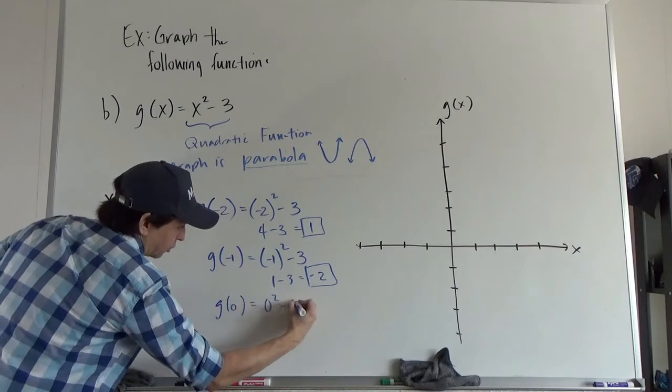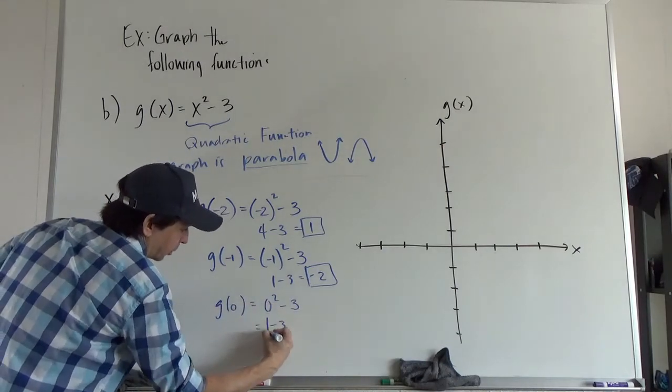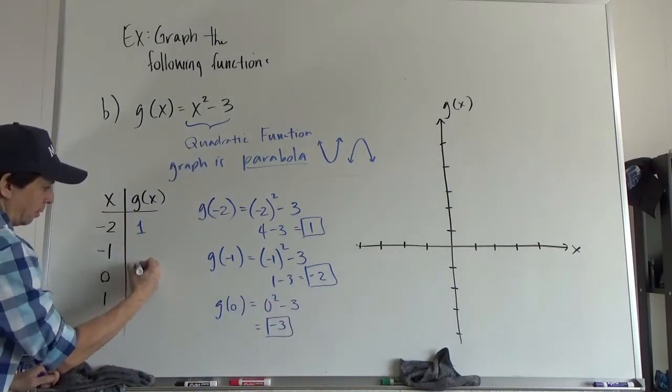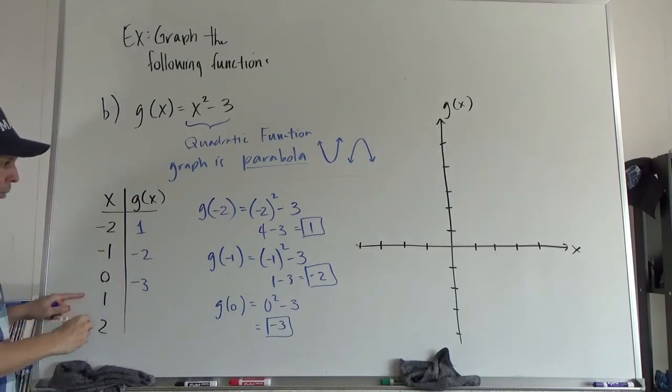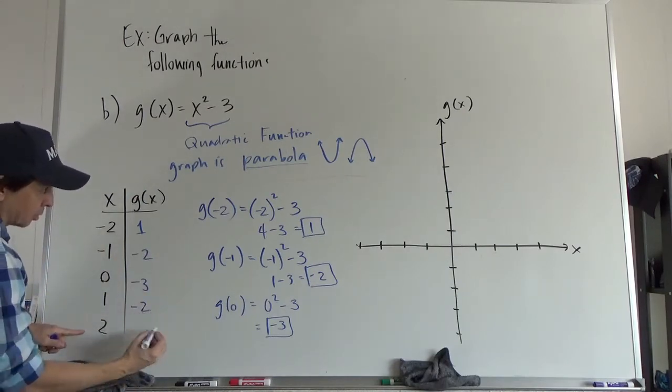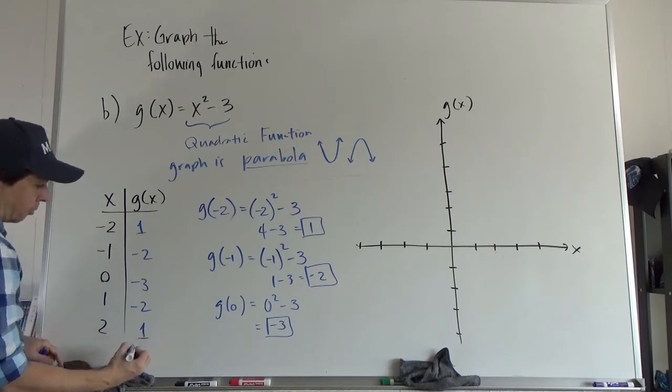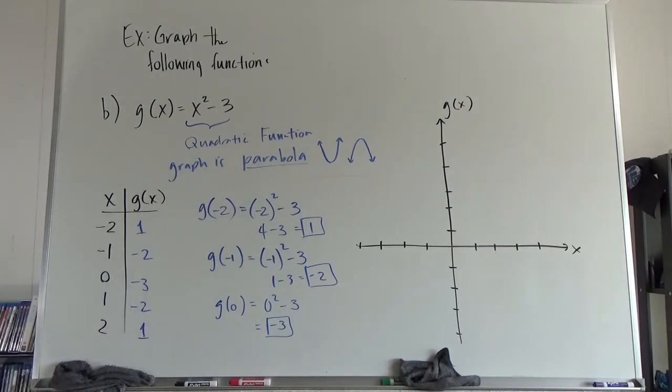0 squared is just 0, so that 0 minus 3 is -3. Real quick, 1 is going to be -2. I'm not going to do the rest. And this is going to be +1. Okay, I'm going to plot those points.